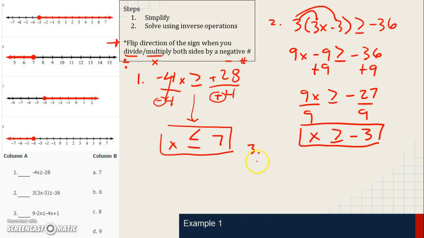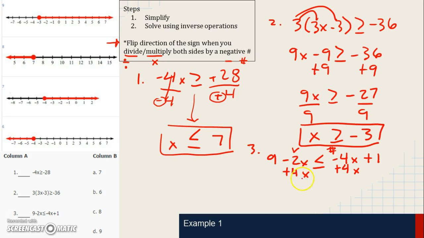And number 3 is 9 minus 2x is less than or equal to negative 4x plus 1. So what we have here is an inequality with variables on both sides, and just like with an equation, what we have to do is eliminate the variable term on one side. So I'm going to make this the variable side, and this the number side. I'm going to start by using inverse operations to eliminate the variable term on the number side.